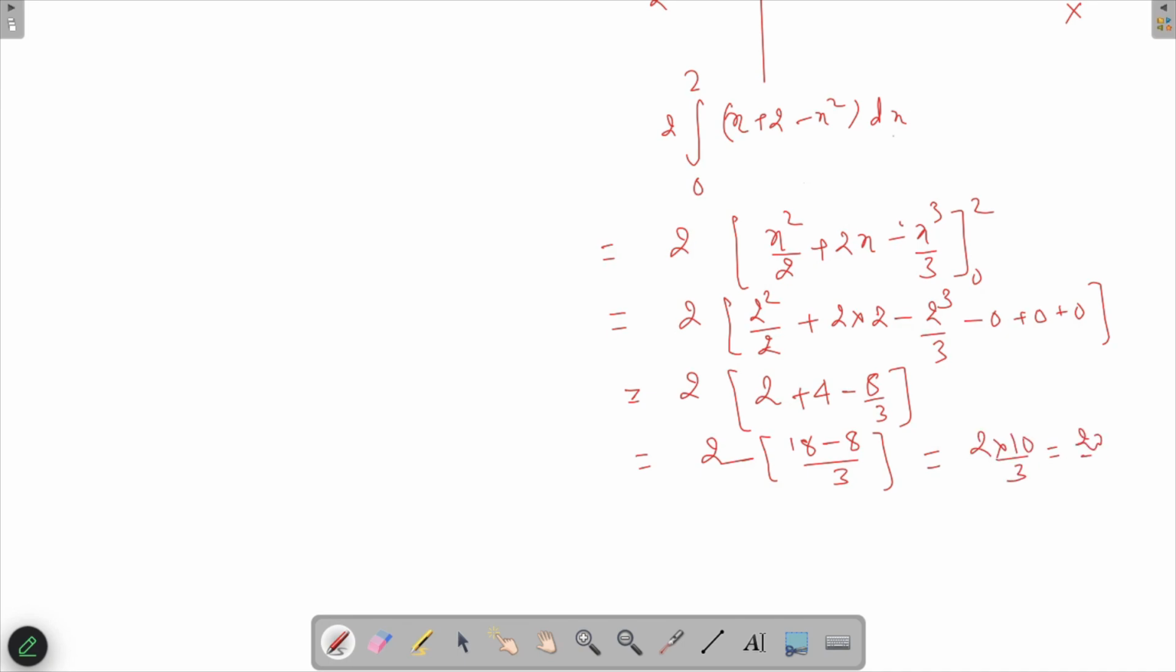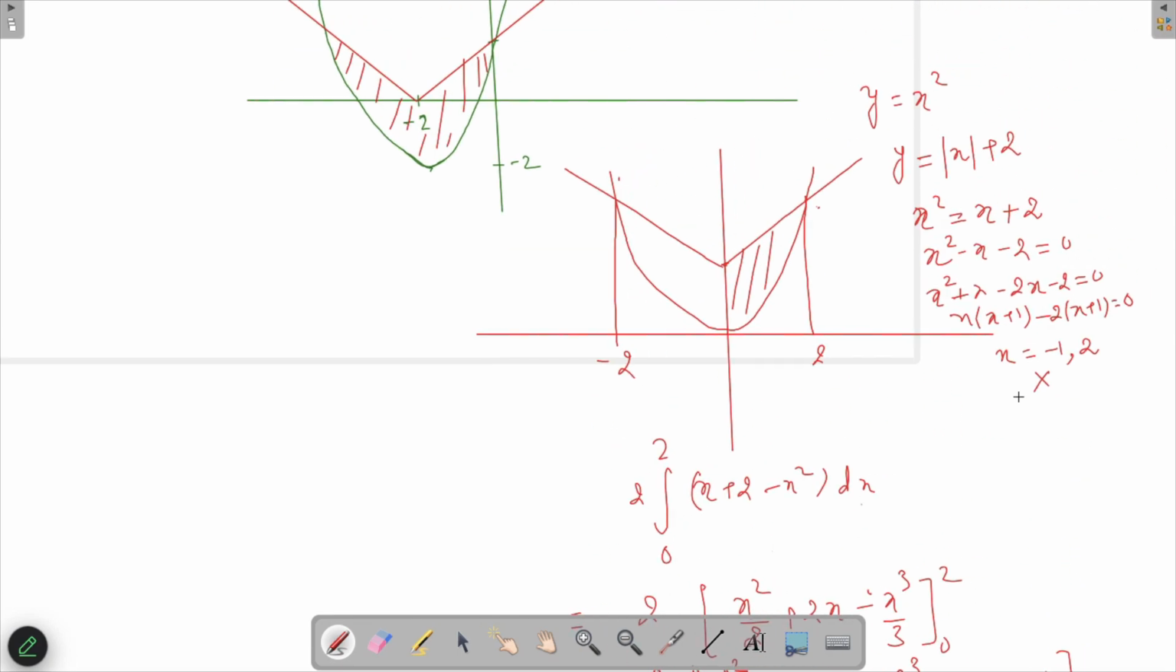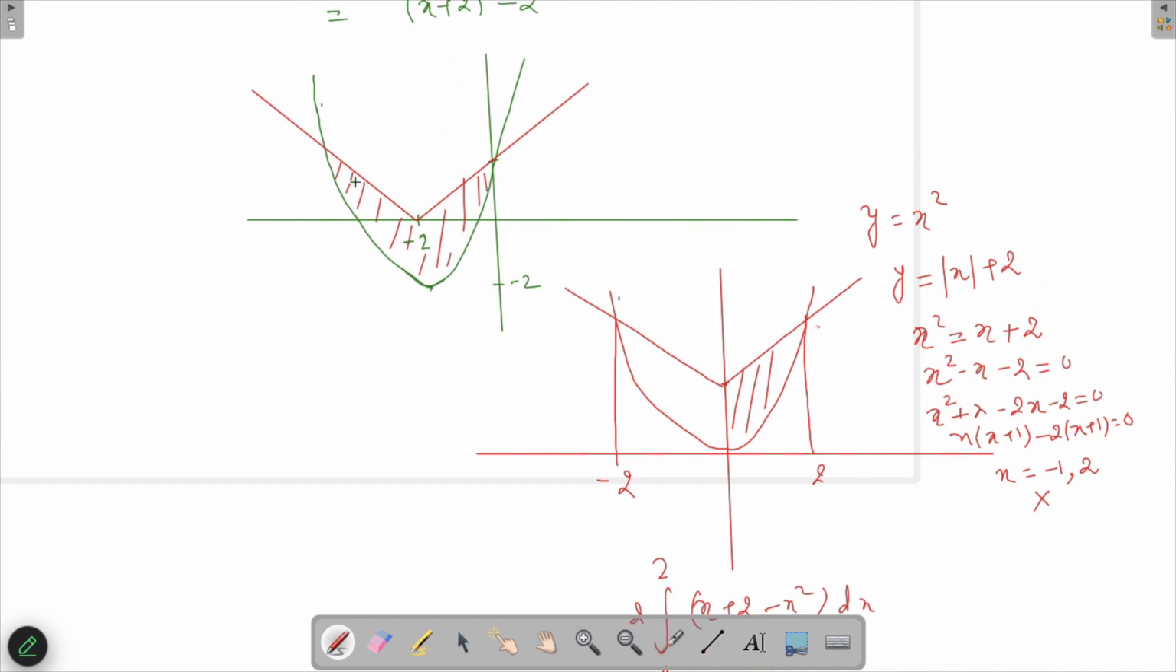So after translating, this is very easy, as in you can just do it. It's not that difficult over here.